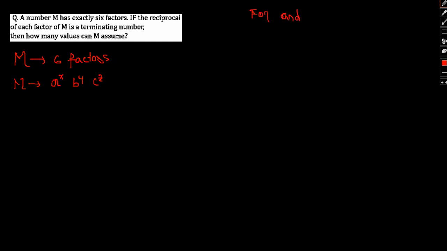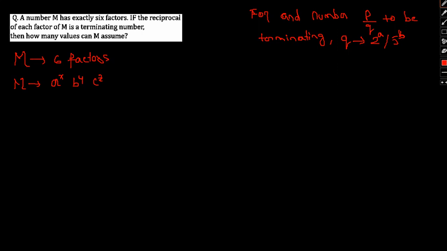Okay, so basically now for any number p by q to be terminating, q must be of the form 2 to the power a or 5 to the power b. Anything, this power can be anything. Oh, sorry, not 3, 5. My bad. 3 will keep it non-terminating.